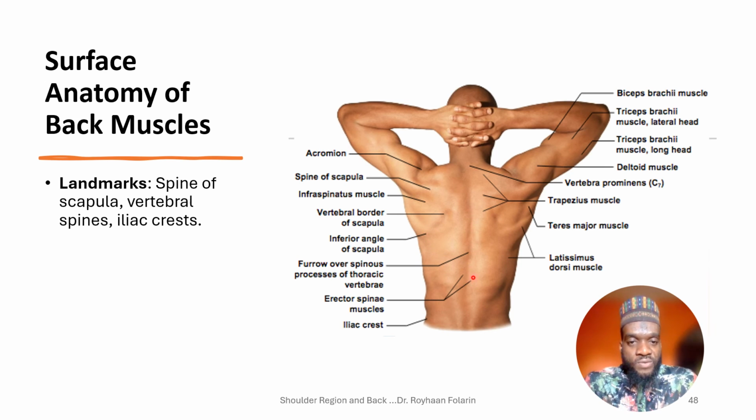So you have a furrow. The furrow over the spinous processes of the thoracic vertebrae is readily appreciable. And then the erector spinae muscles, which we mentioned earlier, and you have the iliac crest around here. Here is the latissimus dorsi muscle, and you have the teres major muscle right here. Here's the trapezius muscle, and the deltoid is here. There's a posterior fiber, intermediate, and then the anterior over there. The biceps right here, the triceps brachii, the lateral head of it is here, and then the long head of the triceps brachii is here.